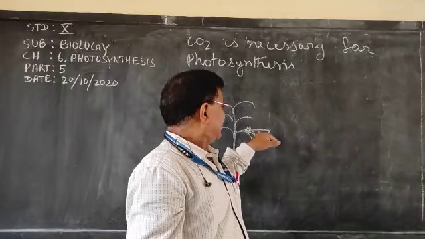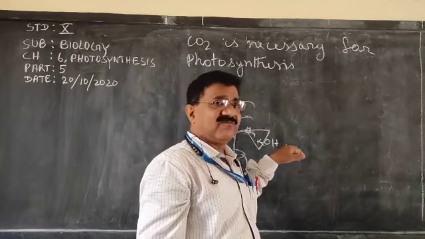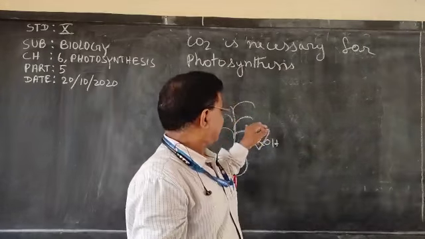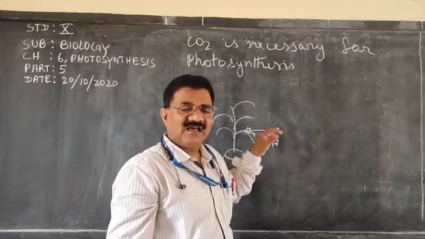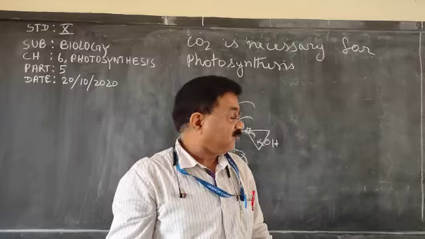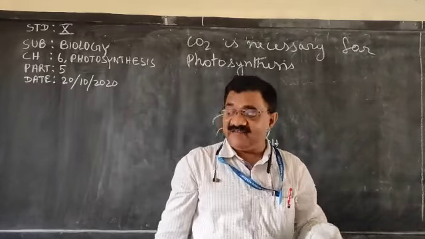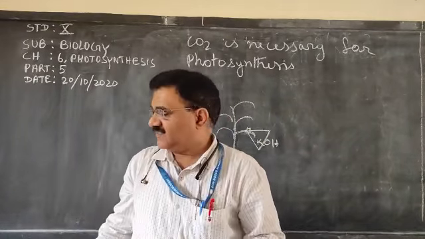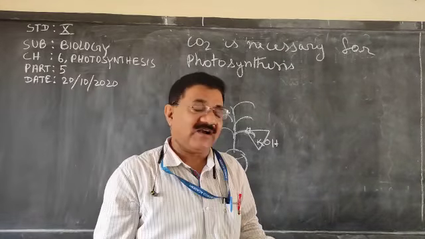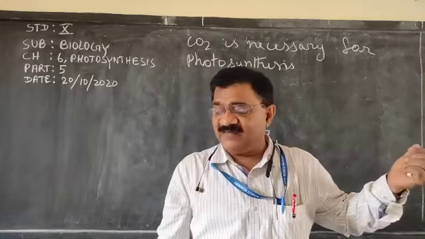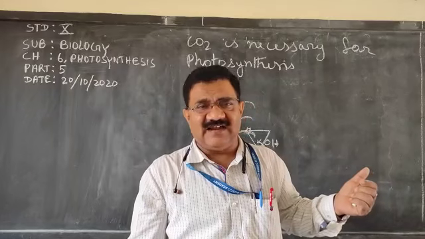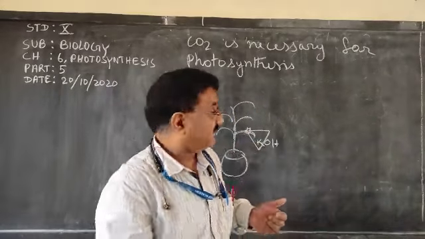The reason is that carbon dioxide was absorbed by the potassium hydroxide, and the other leaf got carbon dioxide from the atmosphere. What does it prove? It proves that carbon dioxide is necessary for photosynthesis. So we have understood how we can prove it, and most important from the examination point of view, the experiment to prove that carbon dioxide is necessary for photosynthesis.